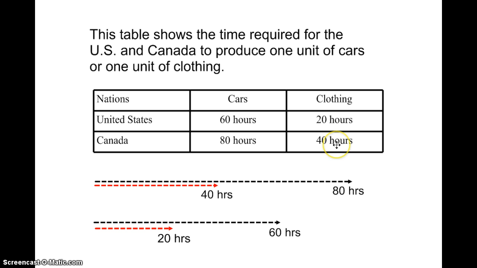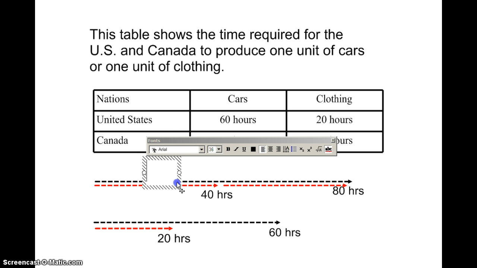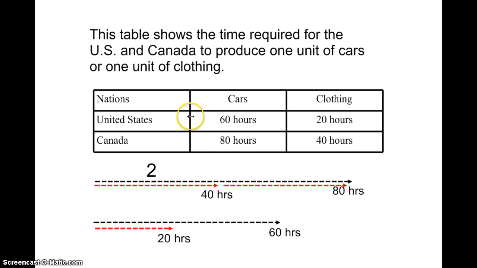Well, it only takes them 40 hours to produce a unit of clothing. So at 40 hours, they've already got 1 unit of clothing. By 80 hours, they would have had 2 units of clothing. So Canada's opportunity cost, if they produce cars, is going to be 2 units of clothing. Okay, so I'm going to put 2 right here.